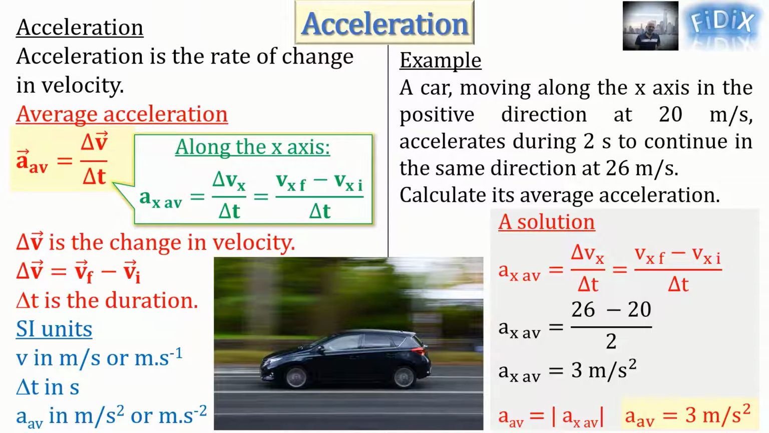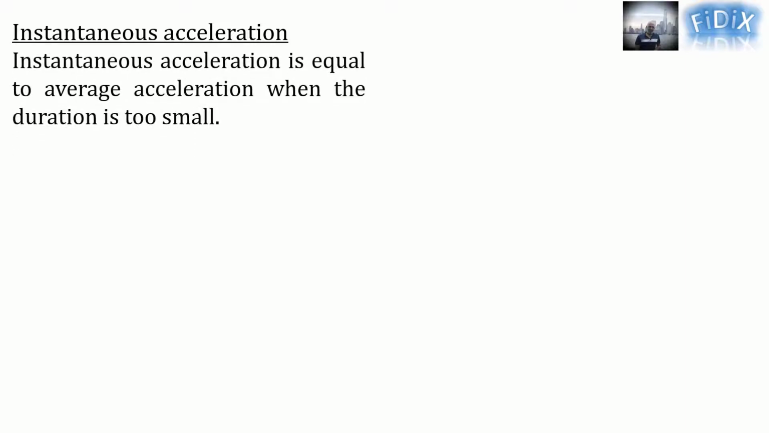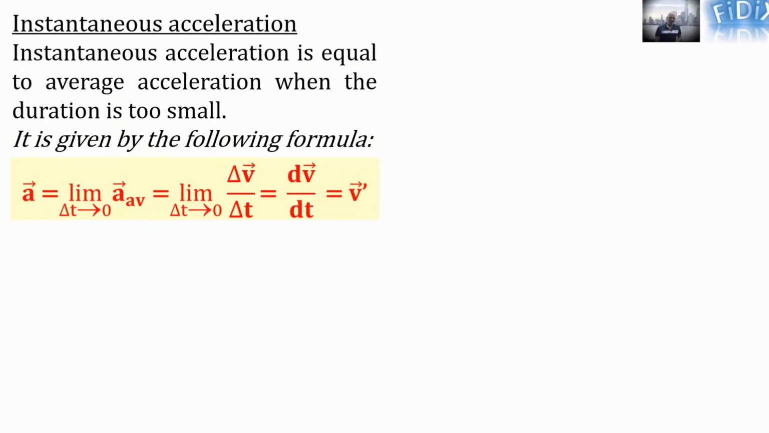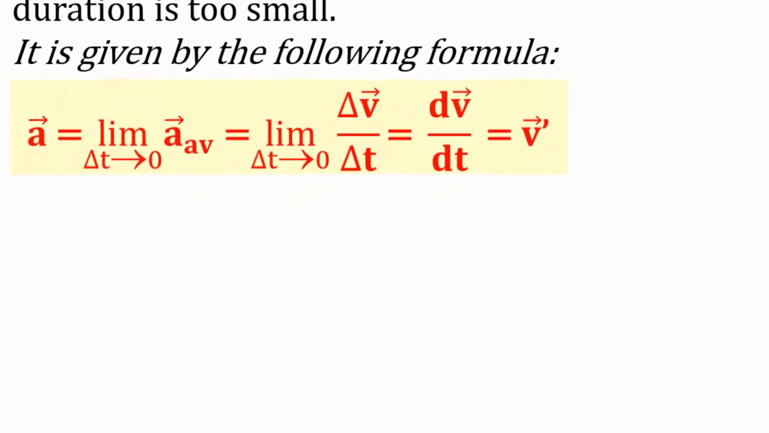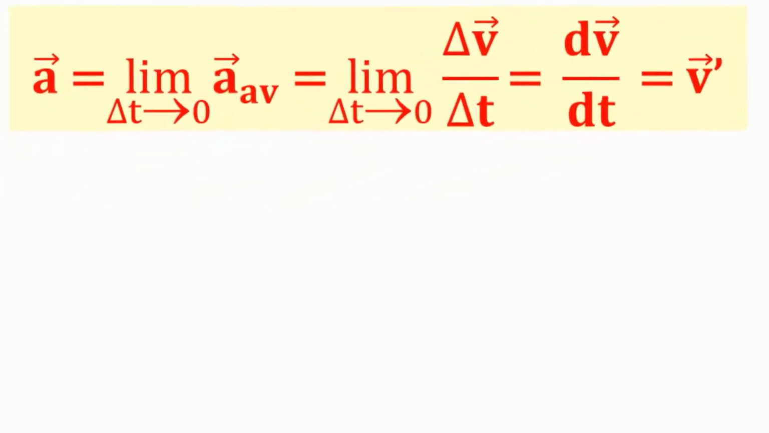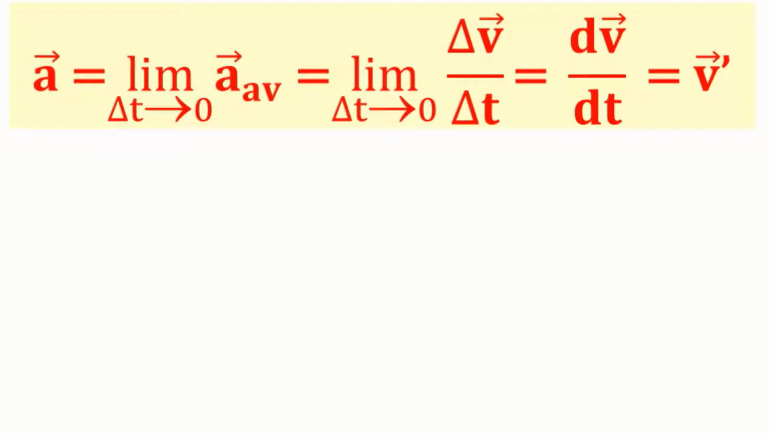In addition to the average acceleration, we will learn about the instantaneous acceleration, which is equal to the average acceleration when the duration is too small and is given by this formula that shows that the instantaneous acceleration is the derivative of the velocity. Note that delta t tends to 0, or approaches 0, in this formula means that the duration is too small.